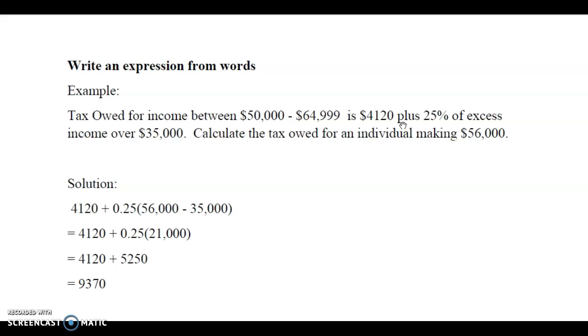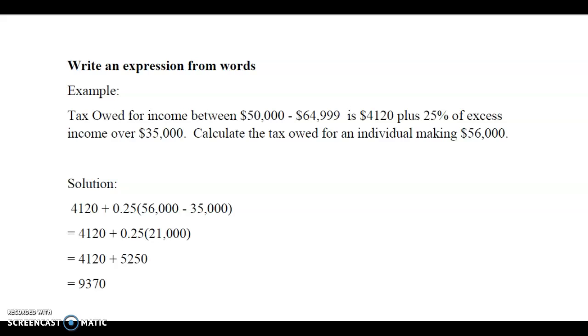So first we have the 4,120 plus 25%, which is written as a decimal, 0.25. Whenever you're taking the percent of something, you are writing that operation as multiplication, so 0.25 times. Now, the "over" is actually a subtraction. This excess income over 35,000 means to take the income that that individual takes in and take 35,000 away from it. So that's what you see in the parentheses here. This would give you the excess over 35,000 for this individual making $56,000.